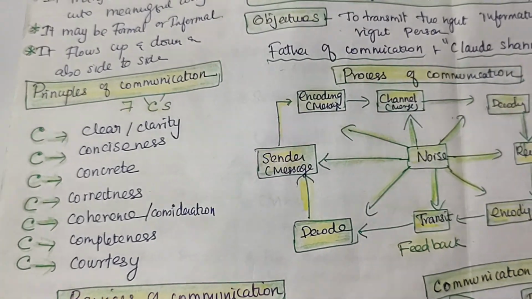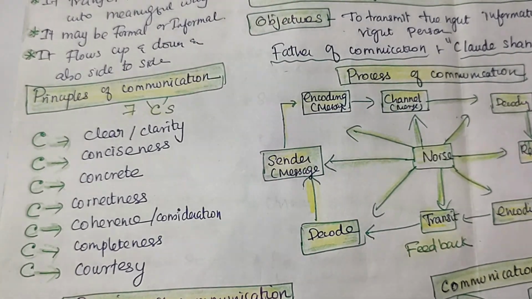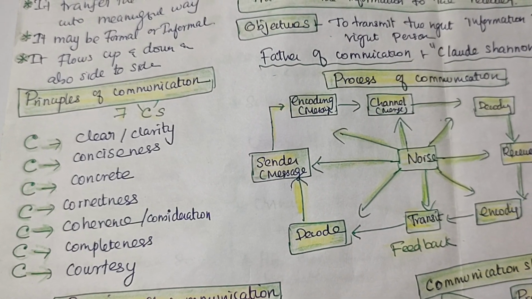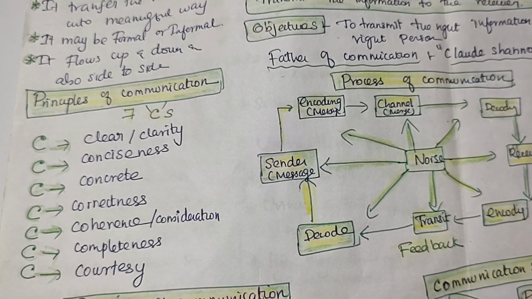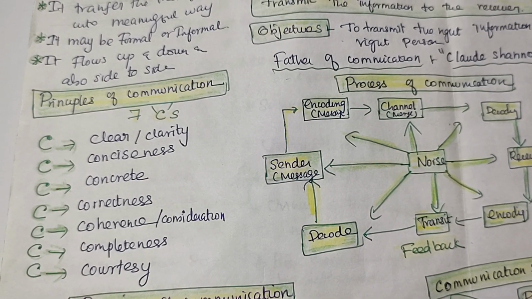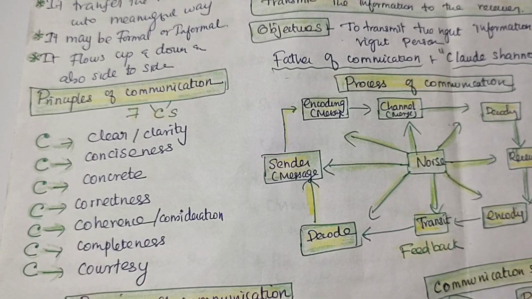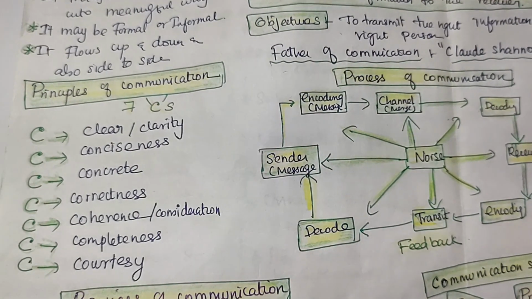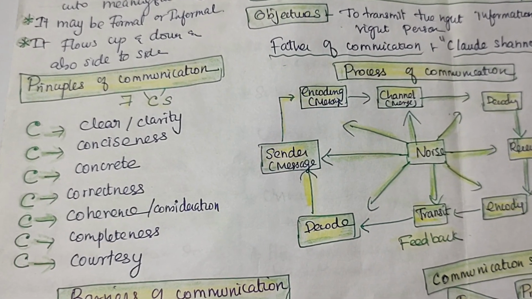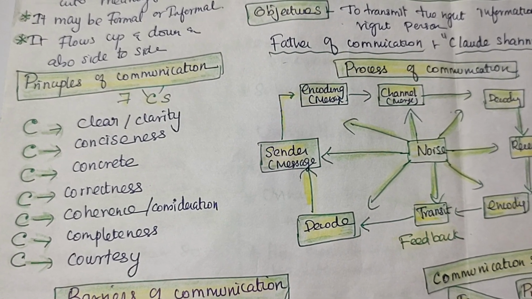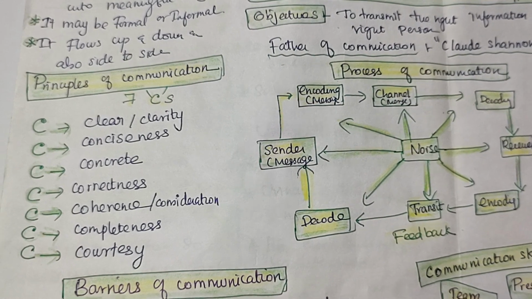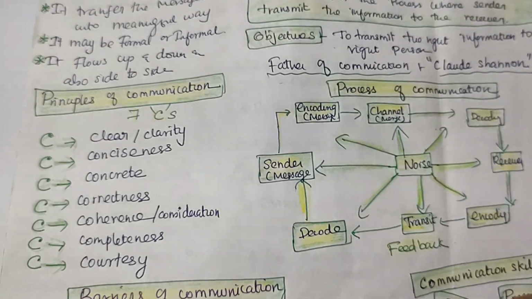There are 7 C's in the principles of communication. What are the 7 C's? Clear, clarity, concise, conciseness, concrete, then courteousness. Suppose somebody has met with an accident. You have to say clearly where the place is and what has happened, and give concrete, reliable information. Then consideration, competence, and courtesy. So these are the principles of communication.